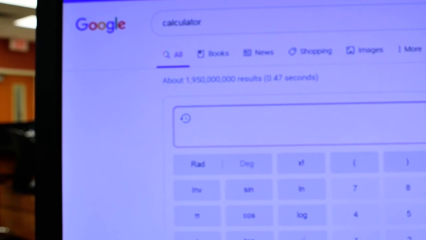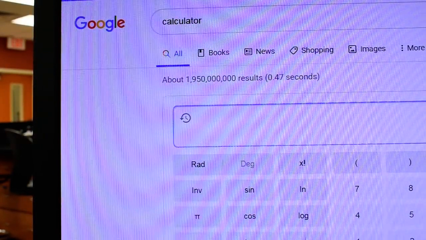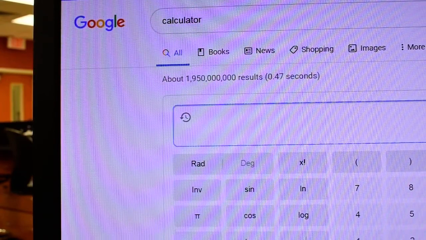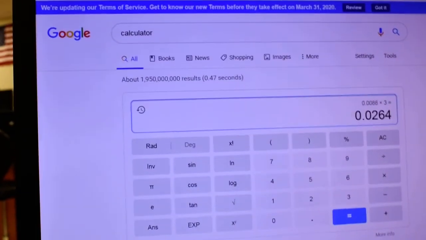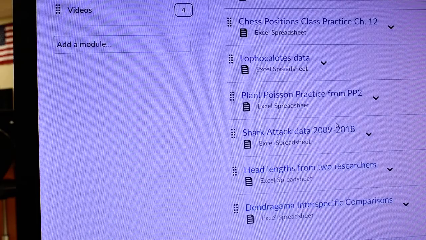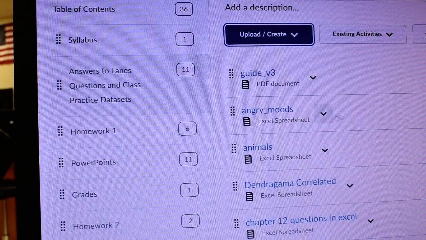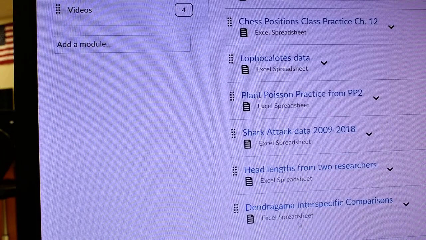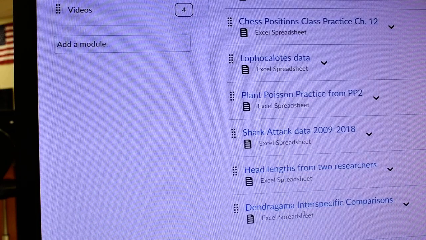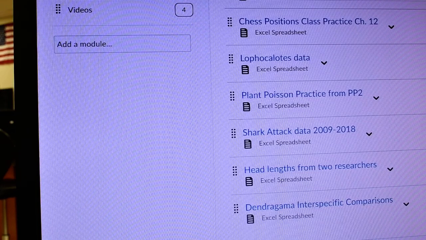All right, so when you're looking in D2L, you're going to see that I've put a new set of data in there. This is data taken from some lizards in a genus called Dendrogama. Let me show you where some of these things are real quick. So here we have this module in D2L. This is the new data set, Dendrogama interspecific comparisons. If you download that, this is what it's going to look like.